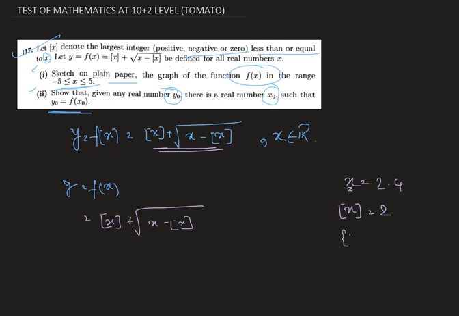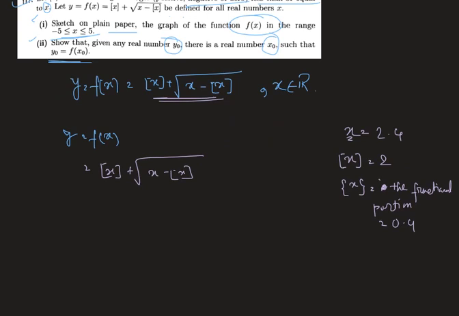Now define small x in curly braces, which is nothing but the fractional portion. Therefore this is equal to 0.4. So we can say that if we subtract the fractional portion from x, we get box of x. So we need this equality.